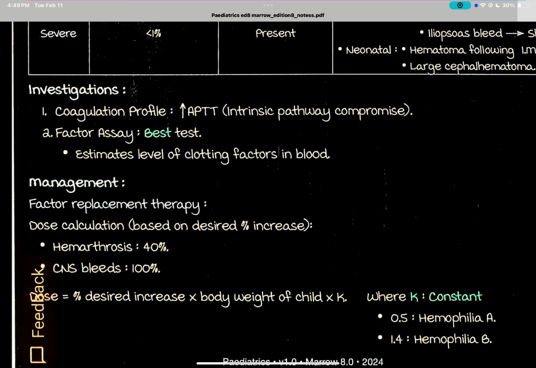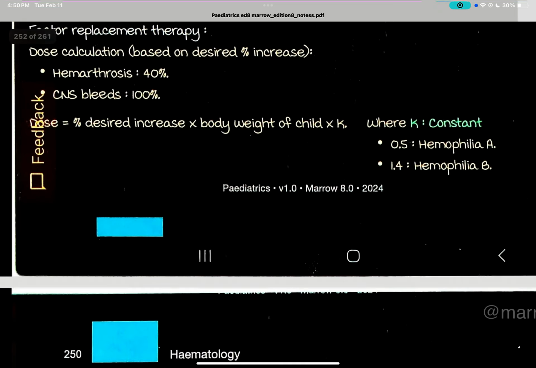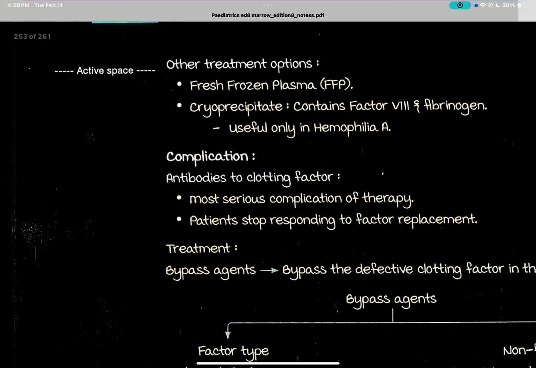So, for example, a 10 kg child has a neurological bleed, CNS bleed. So, you need 100% increase. So, 100 into 10 of child and into 0.5 because baby has hemophilia A. So 1000 into 0.5, it's 500. So dose is 500.